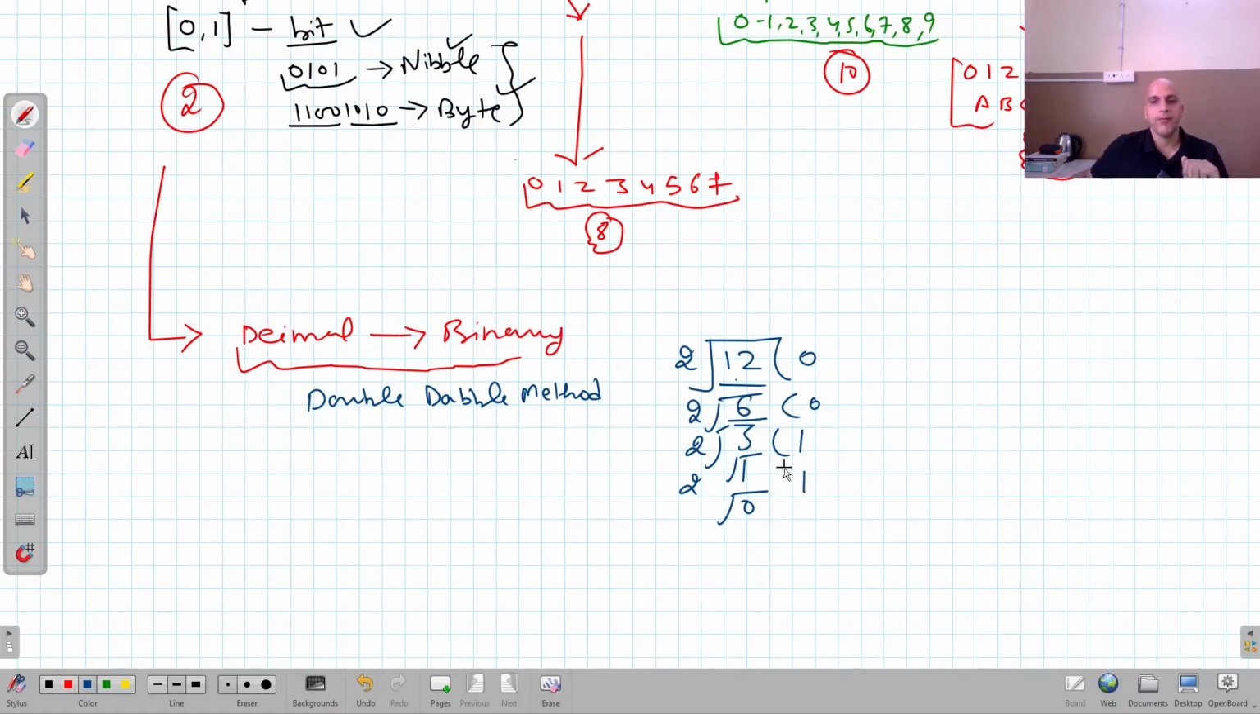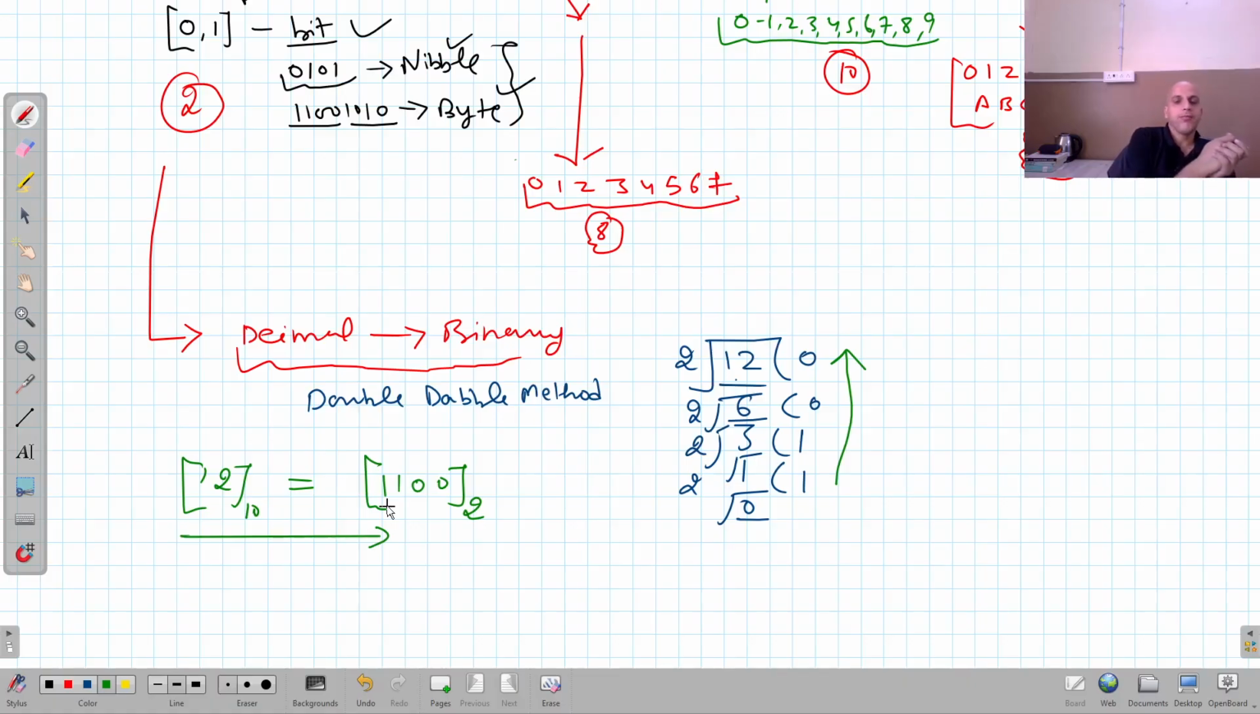So this is the way. Now we reached quotient 0, so we have to stop. Now we have to read the number by taking the remainders from bottom to top. So the number is 1 1 0 0, and it will be written in brackets with base 2, where this 2 represents that the number is in the binary number system. So this is the binary equivalent of 12, which is represented in the decimal number system. This is the way of converting a given decimal number into a binary number.